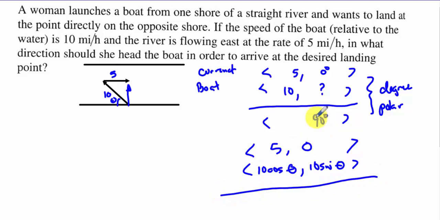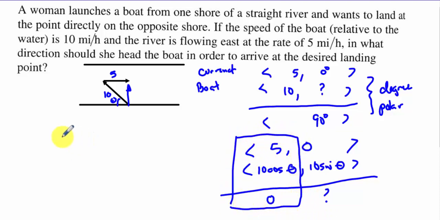And then if I know I have a vertical of 90 degrees at the end, I know my x value is going to be 0 and my y value is unknown. So notice that in this column right here, I have an equation that I can write of 5 plus 10 cosine theta equals 0, which will allow me to find theta, which is what I'm trying to do in the problem.